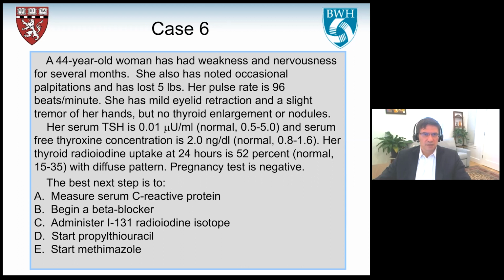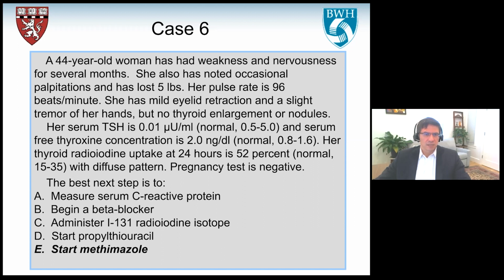Pregnancy test is negative. The best next step is to A. Measure serum C-reactive protein. B. Begin a beta blocker. C. Administer I-131 radioiodine isotope. D. Start propylthiouracil. E. Start methimazole.